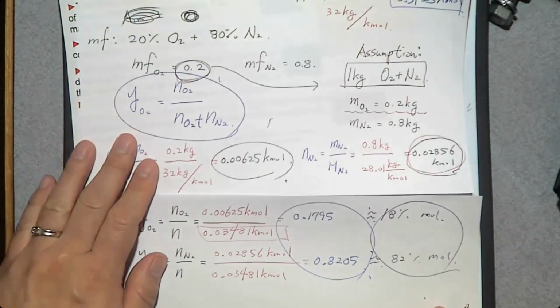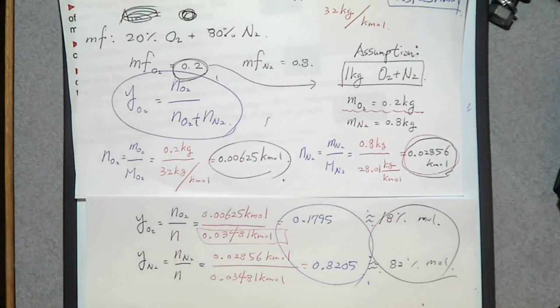So if you compare this one and the mass fraction, 20% by mass, 80% by mass, 18% by mole, 82% by mole. So that's how you convert between mass and mole. Okay, so that's what we studied last Tuesday. Then let's review some equations that we studied in thermodynamics 1 on a molar basis.